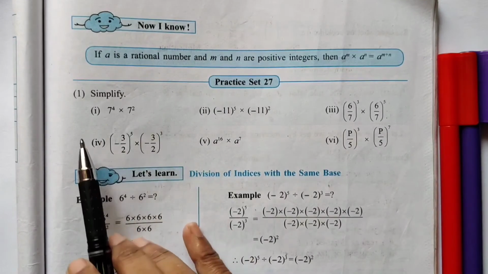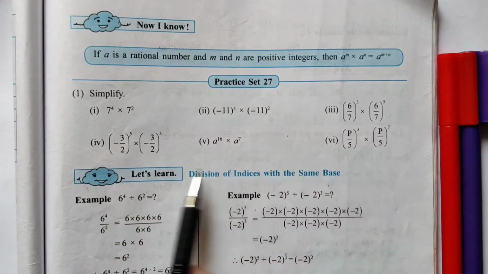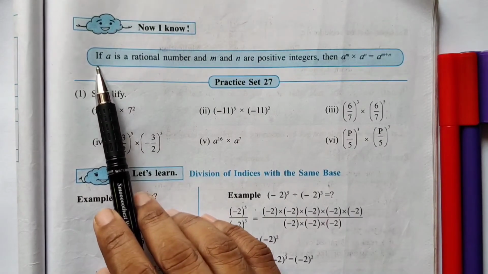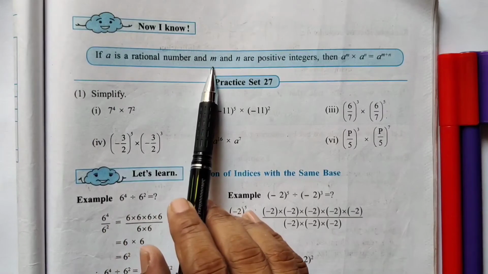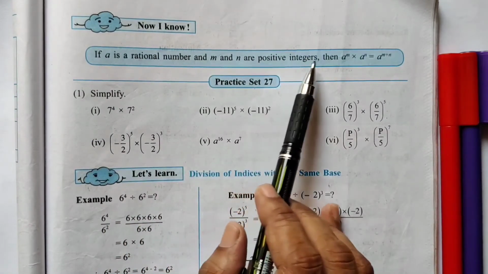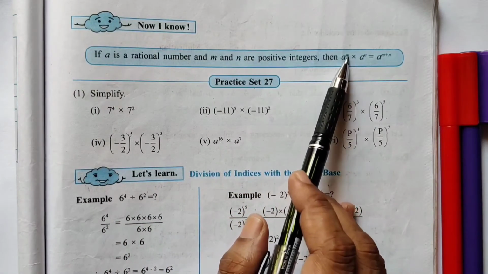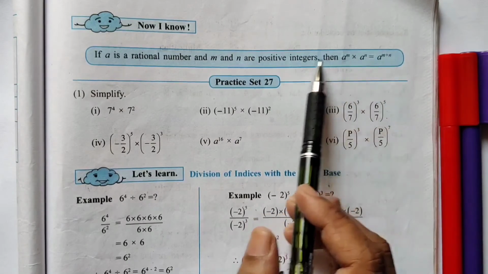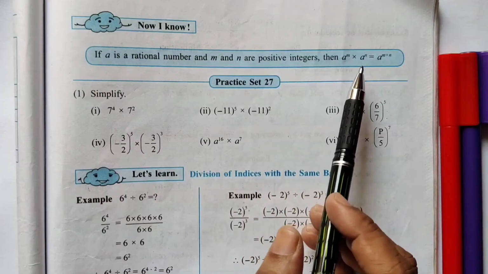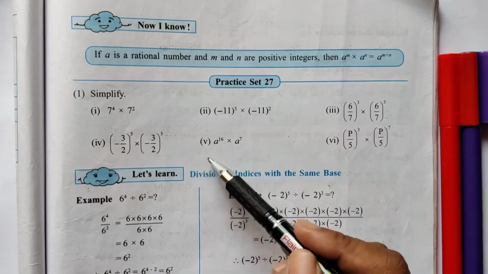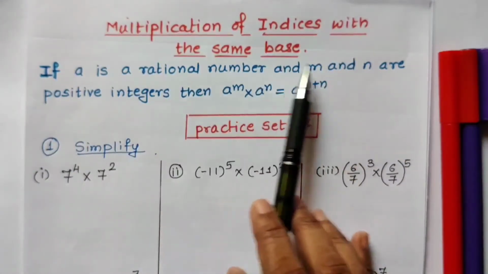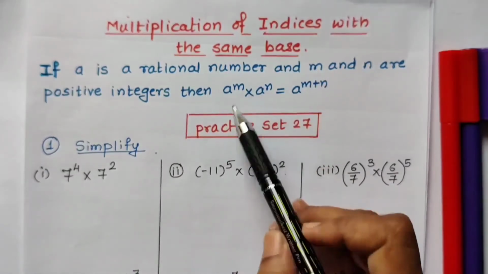Simplify. See children, before solving the sums of practice set 27, we should know something. If a is a rational number and m and n are positive integers, then a raised to m multiplied by a raised to n is equal to a raised to m plus n. You will understand this property when we solve the sums from practice set 27. So what is the property? It is the property of multiplication of indices with the same base. Bases are the same, as you can all see in this property.